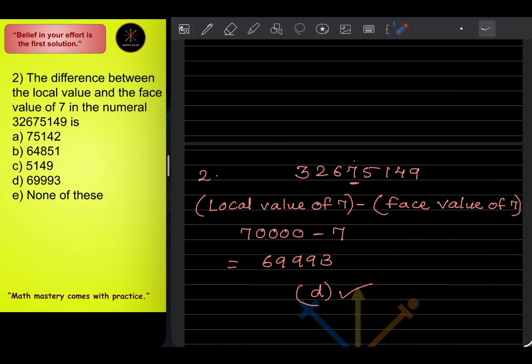Let us first see the place value of it. This is the ones place, tens place, hundreds place, this is the thousands place, and this is the 10,000s place. So this 7 is going to be 7 into 10,000, which is 70,000. So the local value of 7 is 70,000. The face value of 7 always means the number itself. So 70,000 minus 7. You should know what the local value is and what is meant by the face value. When you subtract, you get 69993, which is option D.